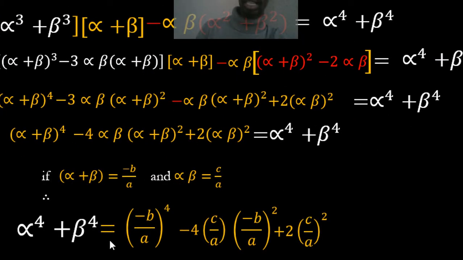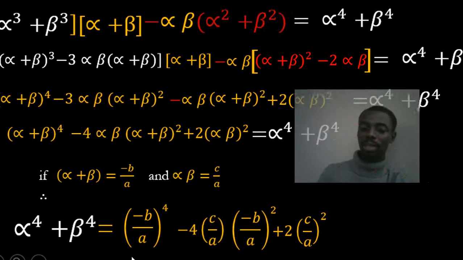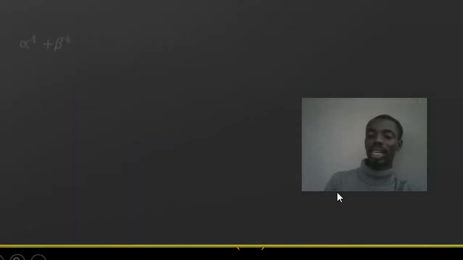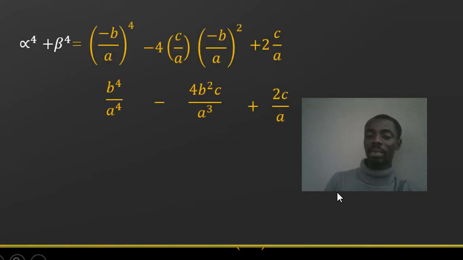Finally, I have this value expressed as minus b raised to the power of 4 and minus 4c over a minus b over a squared and so on. And I can have it simply as this: the negative will go because of this power of 4. This negative will also go because of this power of 2, but we're already having an extra negative here. So that's why the negative here is coming out.